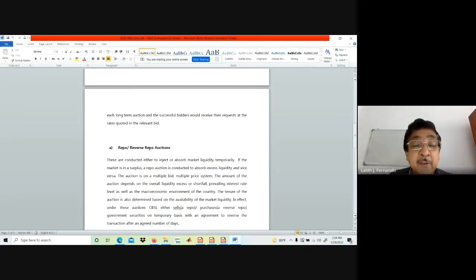Now, when you say repo and reverse repo auctions here, it is not that repo and reverse repo conducted through the SDFR and SLFR. This is outside that, right? That is why we call it open market operations. You got my point? Because these are not transactions done through the repo window. In the repo window, we do it on SDFR and SLFR. Those are the rates applicable, no? But in these repo and reverse repo auctions, the rates are different. Do you get my point?